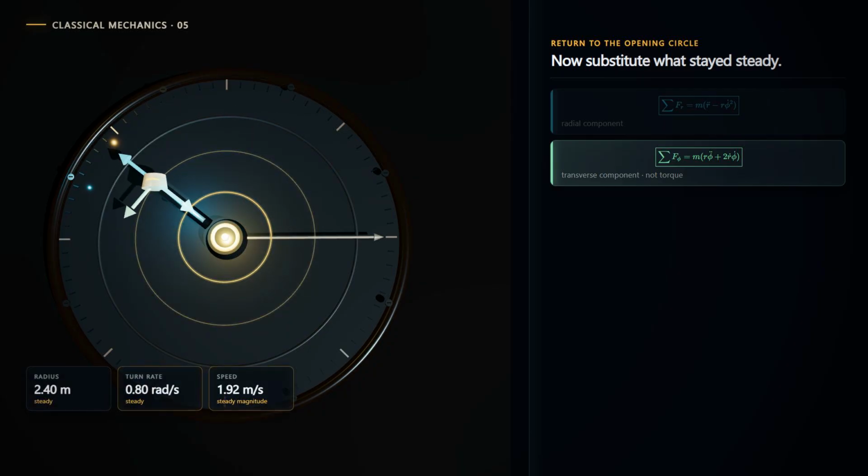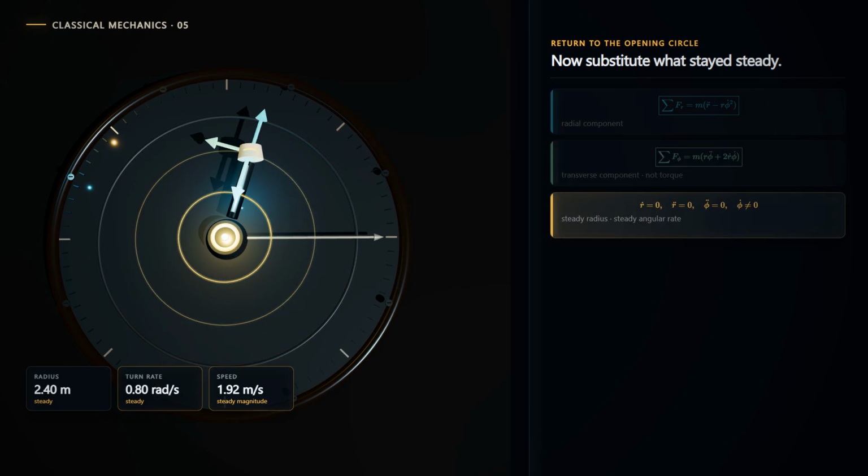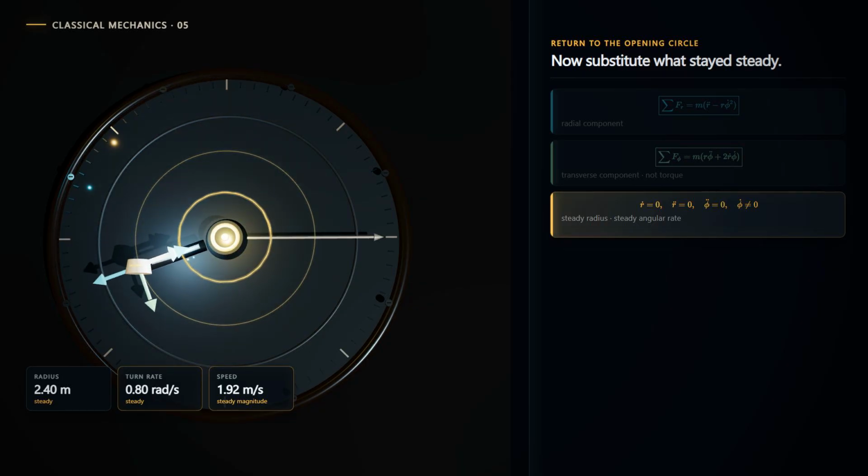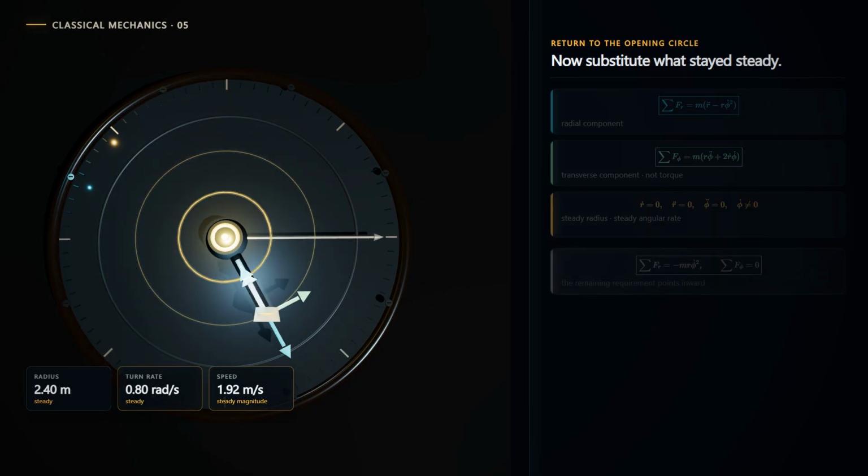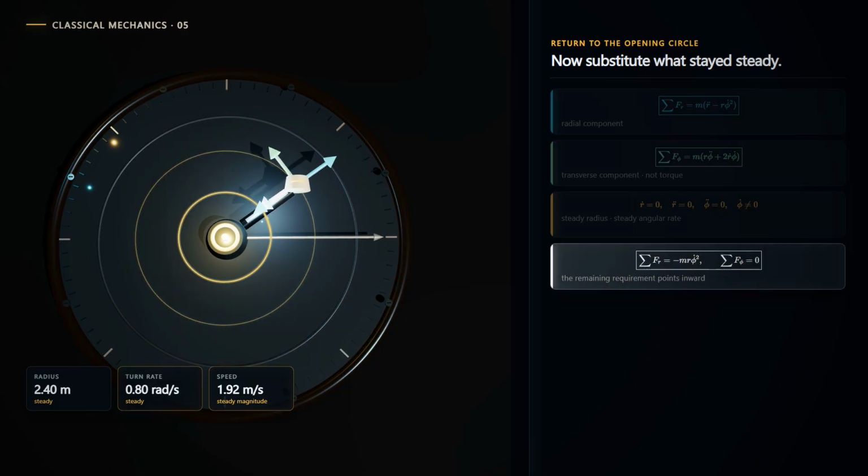Return to the opening circle. Fixed radius makes r-dot and r-double-dot 0. Constant turn rate makes phi-double-dot 0, while phi-dot stays non-zero. Substitute each fact in order. Inward remains. Radial force sum is negative m r phi-dot squared. The sideways force sum is 0. That is the hidden change.